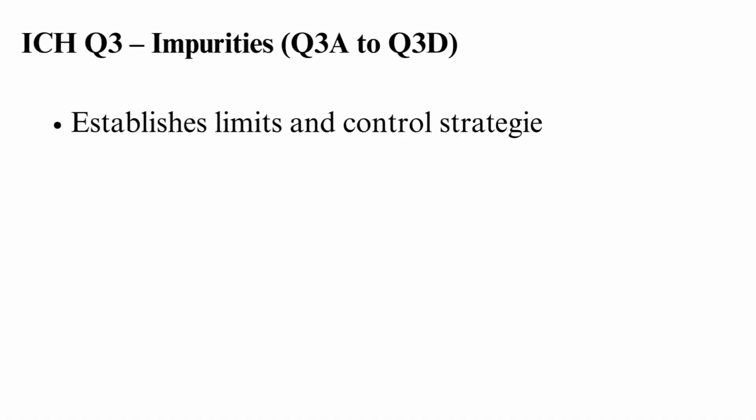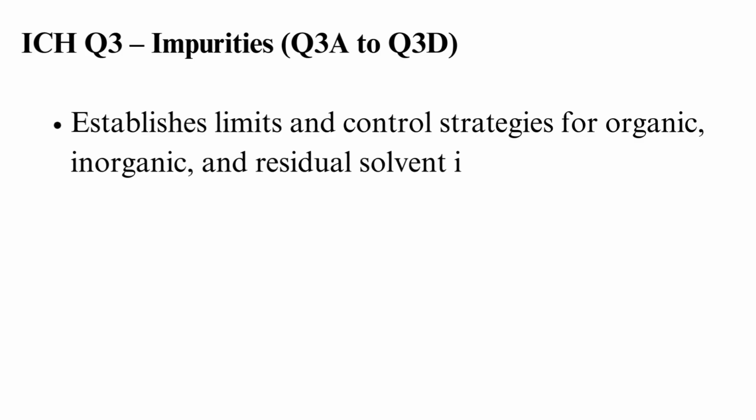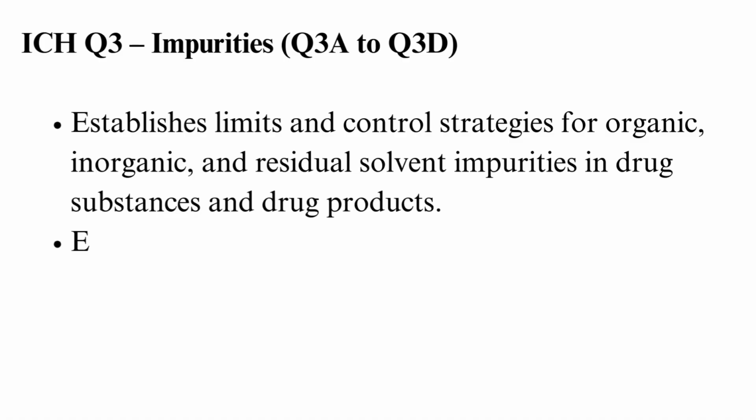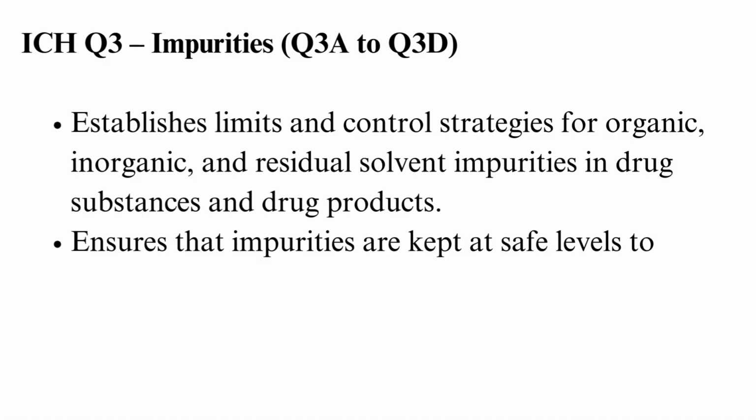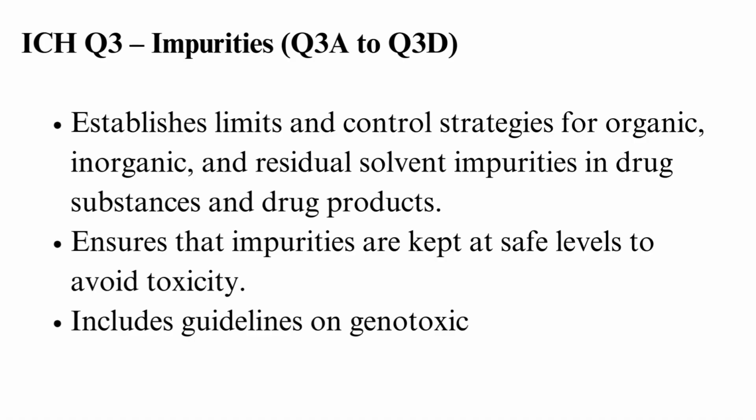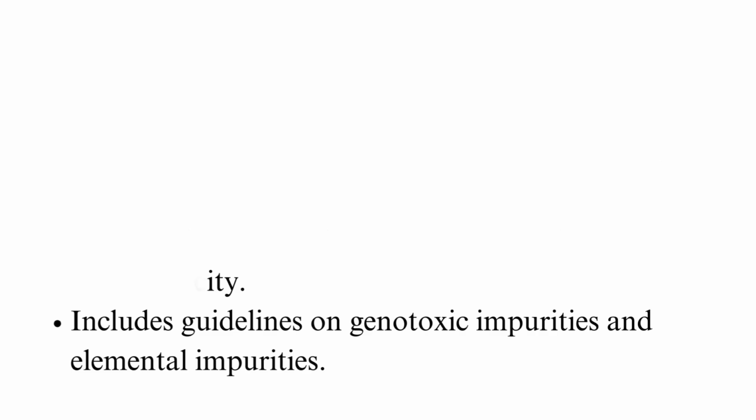ICH Q3 Impurities. Q3A to Q3D establish limits and control strategies for organic, inorganic, and residual solvent impurities in drug substances and drug products. Ensure that impurities are kept at safe levels to avoid toxicity. This guideline includes guidance on genotoxic impurities and elemental impurities.